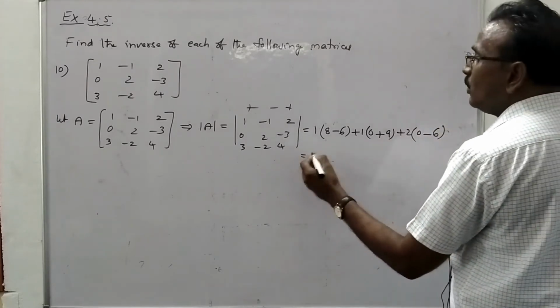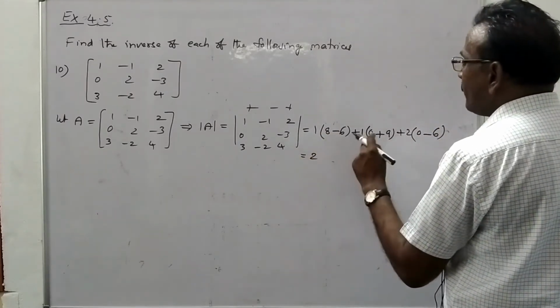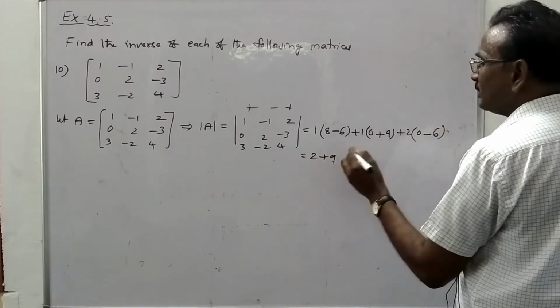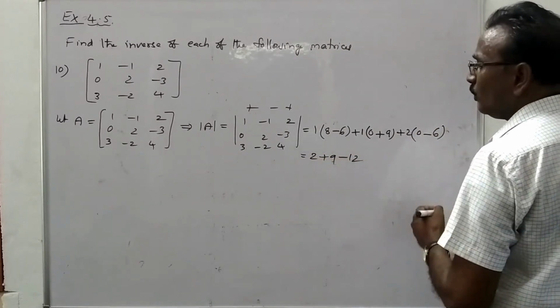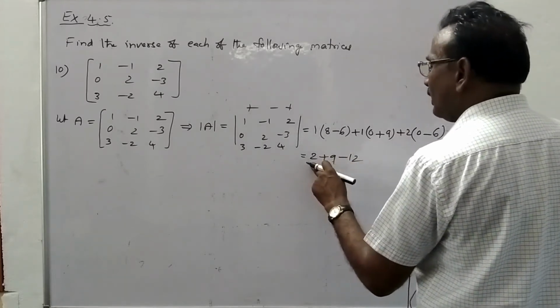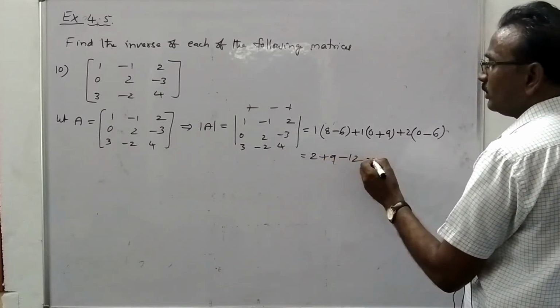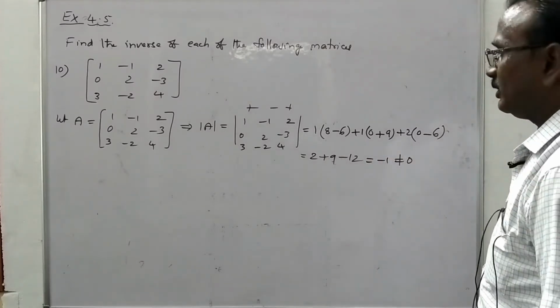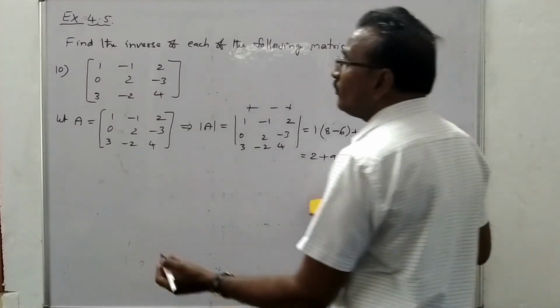So that is 1 into 2 is 2 plus 1 into 9 is 9 plus 2 into minus 6 is minus 12. 9 plus 2 is 11. 11 minus 12 is equal to minus 1. Minus 1 is not equal to 0. Therefore A inverse exists. Next, how to find adjoint of A?